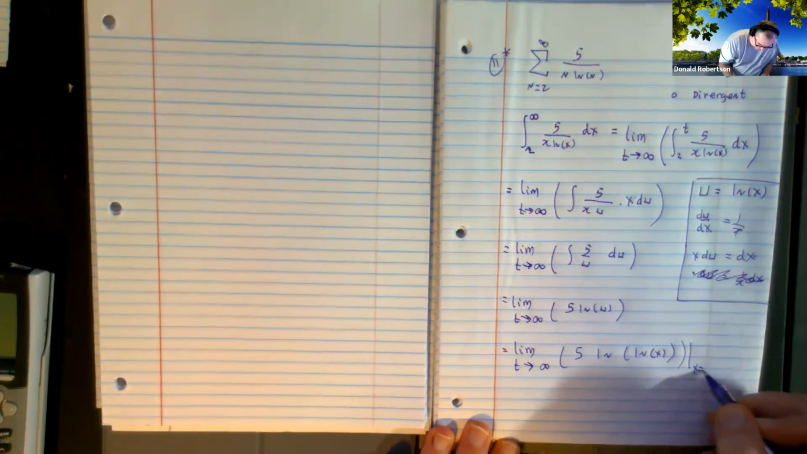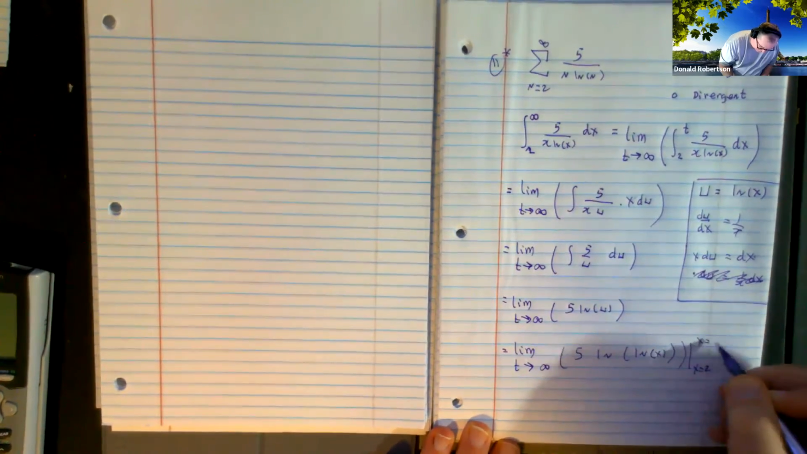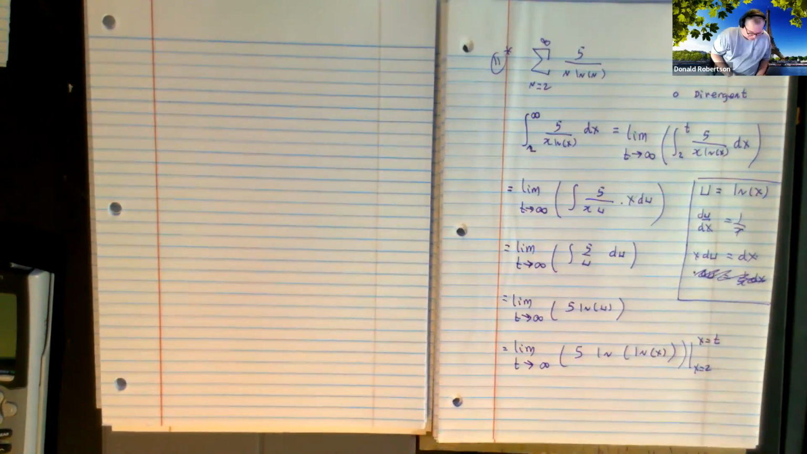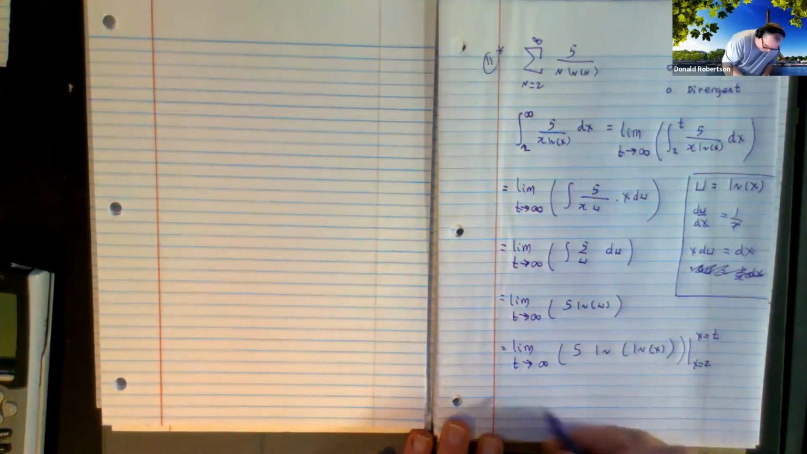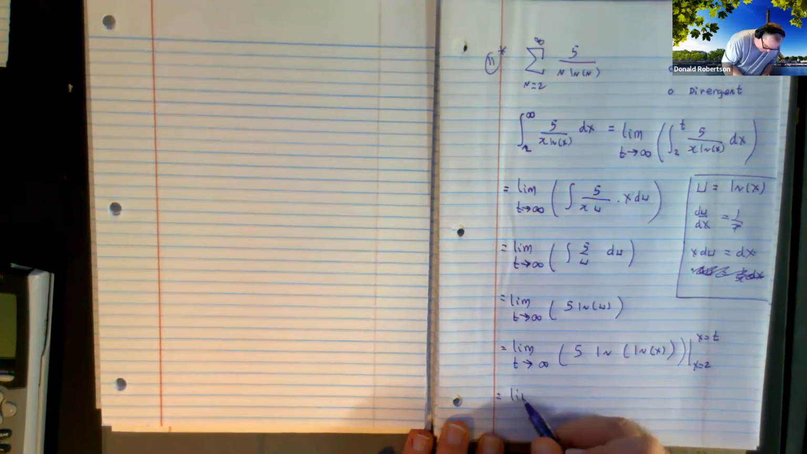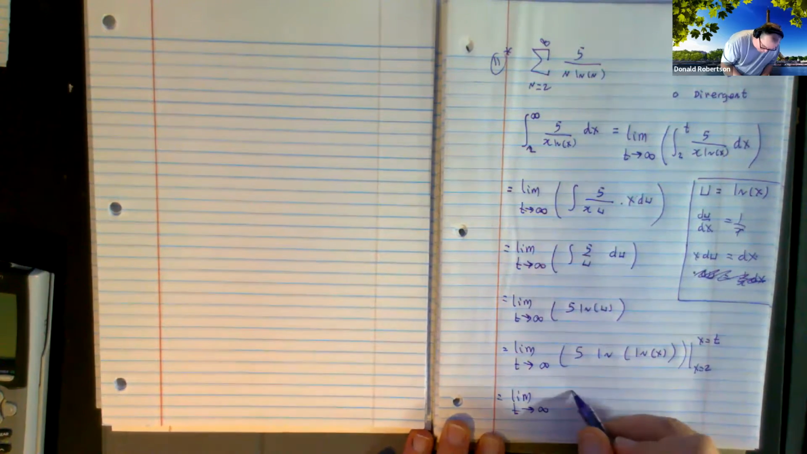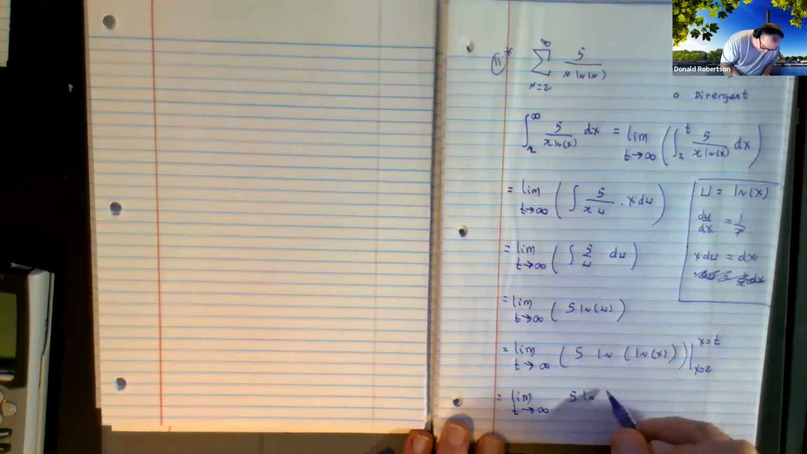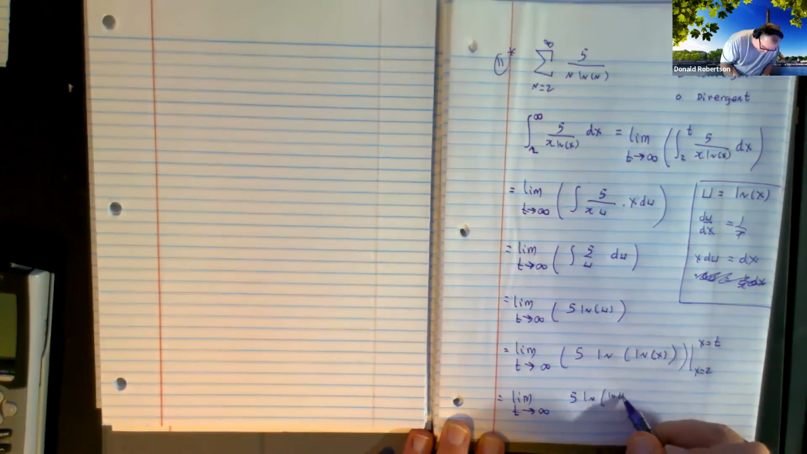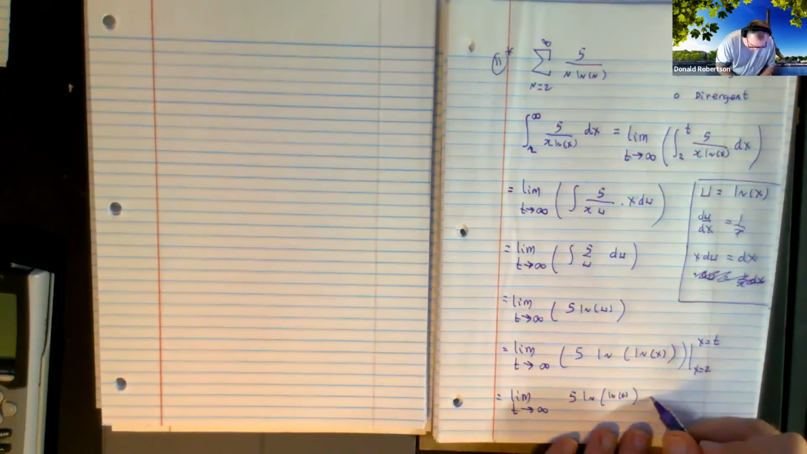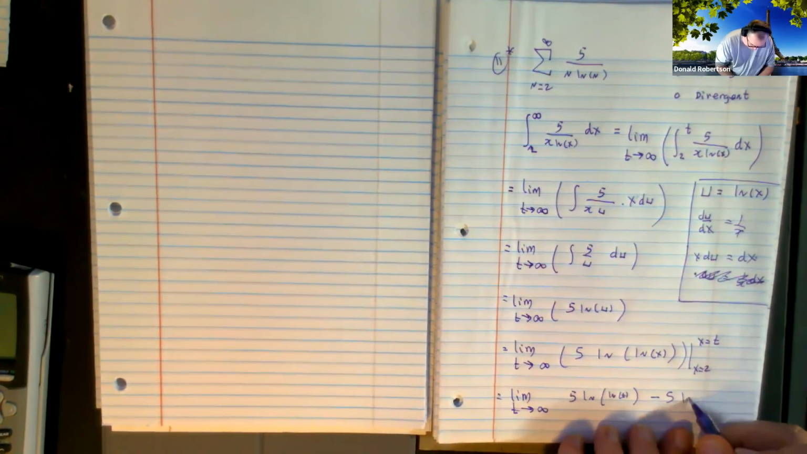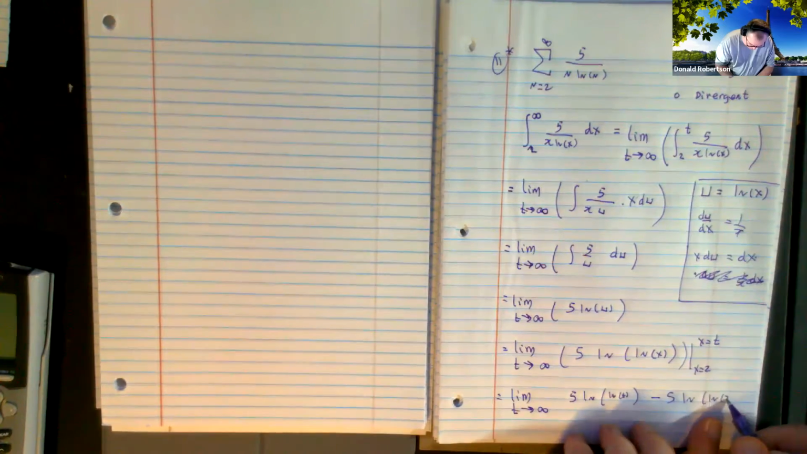Evaluated at x equals 2 and then at x equals t. So at that point, we bring in the limits of integration again. So it's now going to be the limit as t tends to infinity of 5 times the natural log of the natural log of t, take away 5 times the natural log of the natural log of 2.